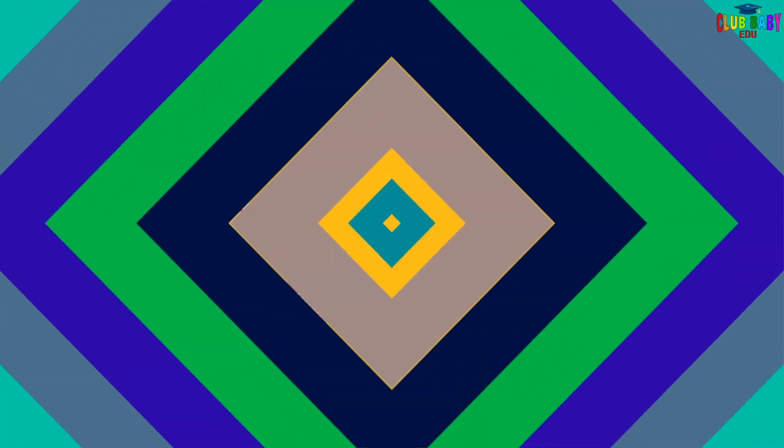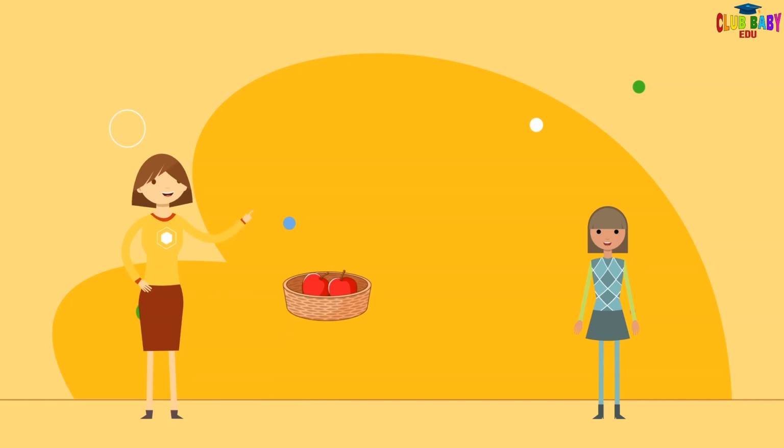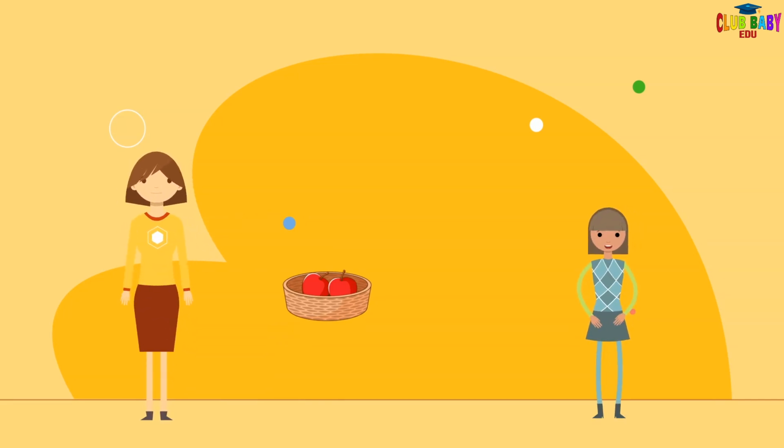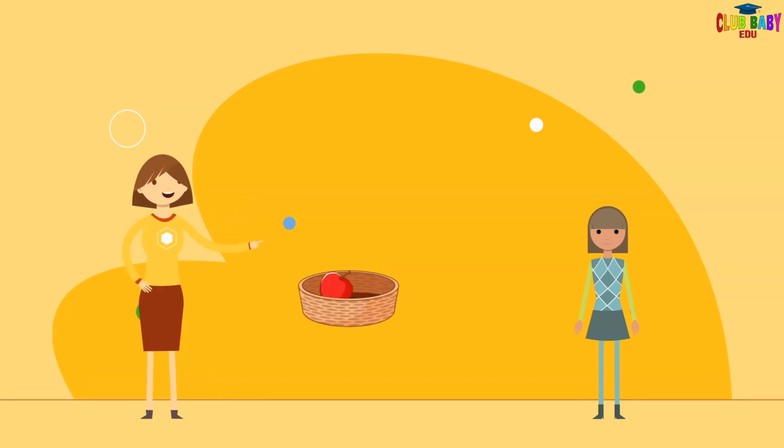Imagine you have one apple in a basket. Now we add one more apple. How many apples do we have in the basket now? We have 2. Great answer. We call this action of adding one more apple to the one already in the basket addition.